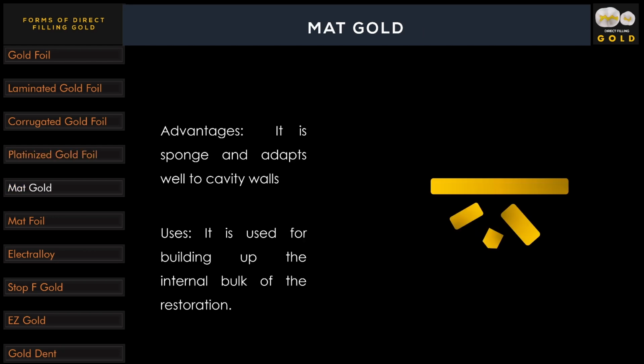Next comes the matte gold restoration. It is a type of electrolytic precipitate which is taken, pressed together, and made into different shapes like cylinders, cones, or depending upon the type of use, and it is supplied. It is a type of direct filling gold which is more spongy in appearance, and while doing the restoration it adapts well to the cavity walls. Matte gold is used for building the internal bulk of the restoration.